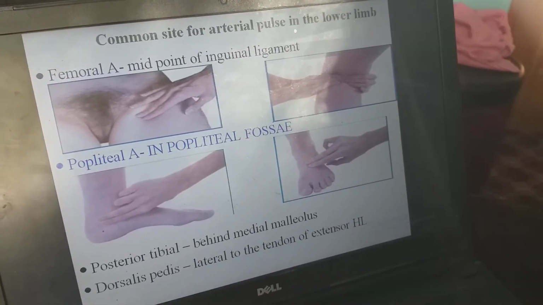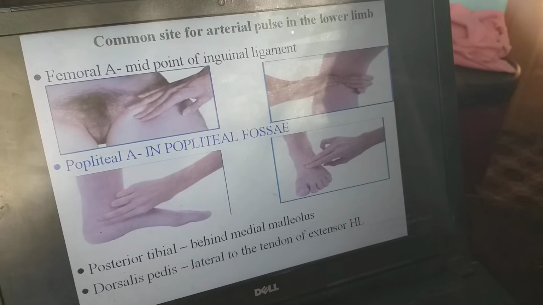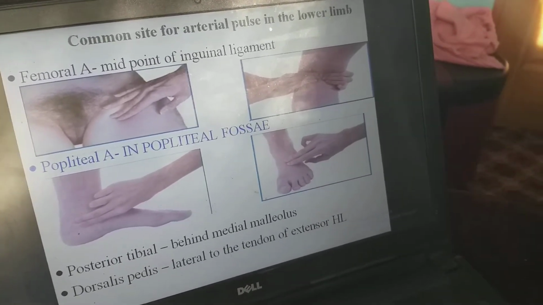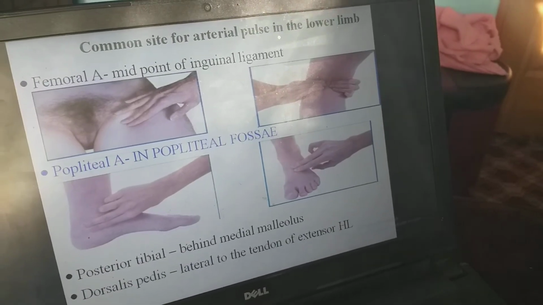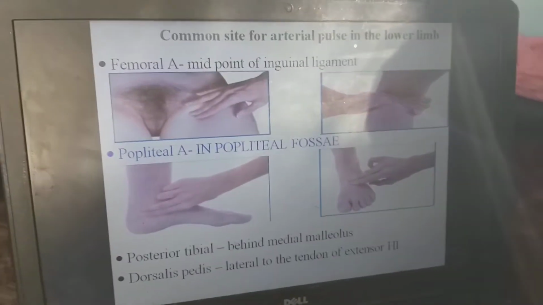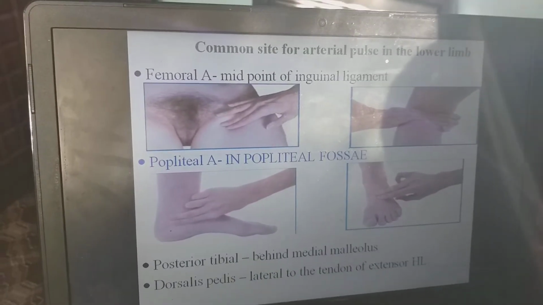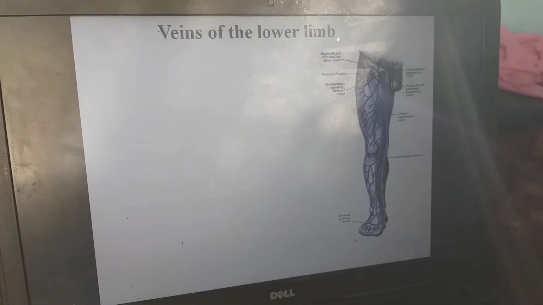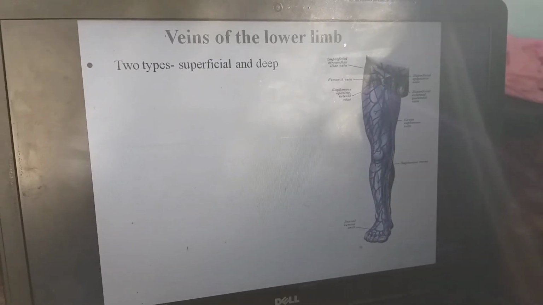The other is the dorsalis pedis, lateral to the tendon of extensor hallucis longus. You can take a pulse there as well. So clinically, these are very important. Don't forget, clinically, these are very, very important sites of pulse. Good. This is all about the arterial supply.